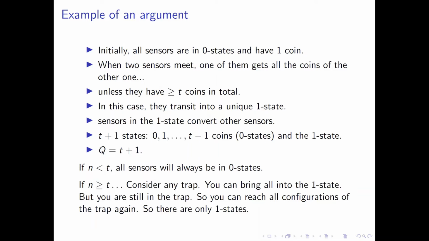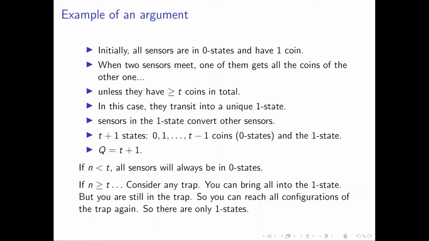So when the number of birds is smaller than T, this case was easy. And now we can finish the case when n is at least T. According to our definition, we have to show that any trap in the transition graph has only one state.